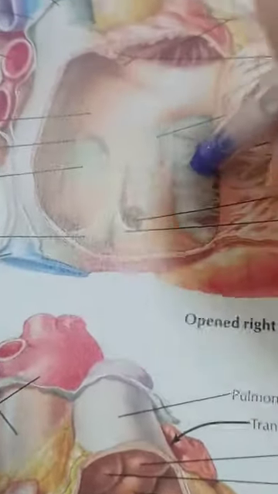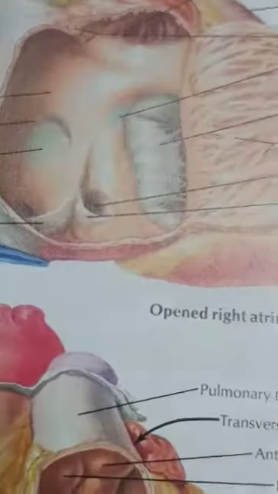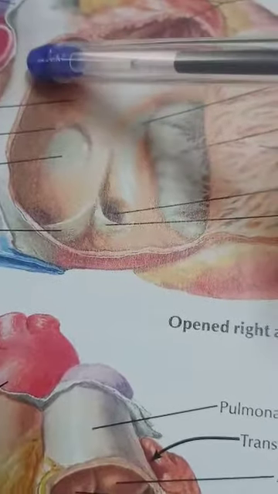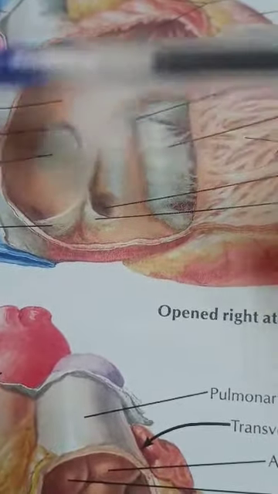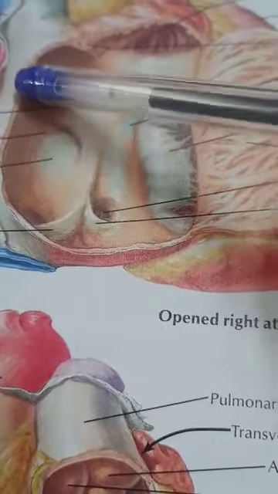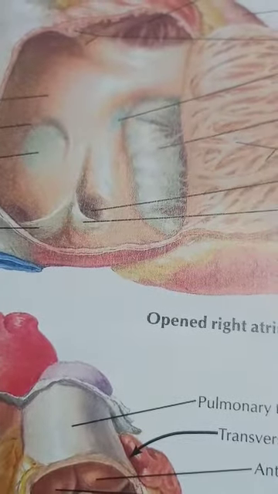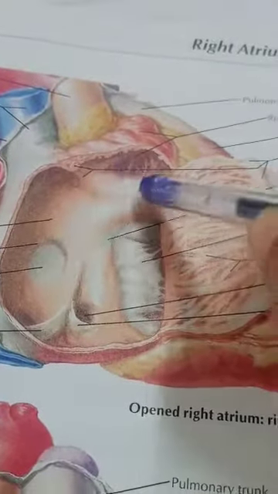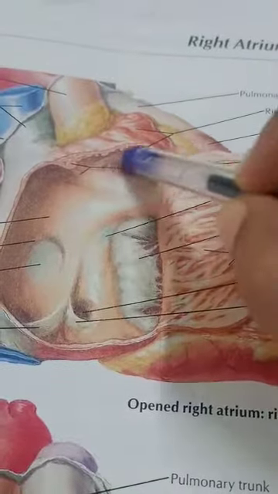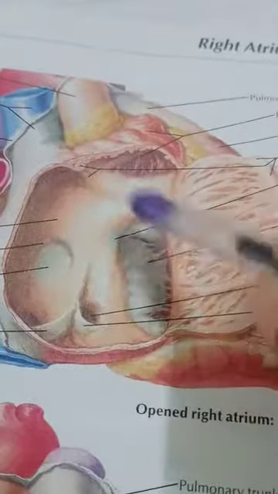Here we can see there will be small openings of the Thebesian veins. The Thebesian veins are the small veins which drain the walls of the heart. They drain directly into the smooth posterior part. And in the auricle, the interior of the auricle also we can see these muscular pectinate, and it is rough. So these are the features in the interior of the right atrium.